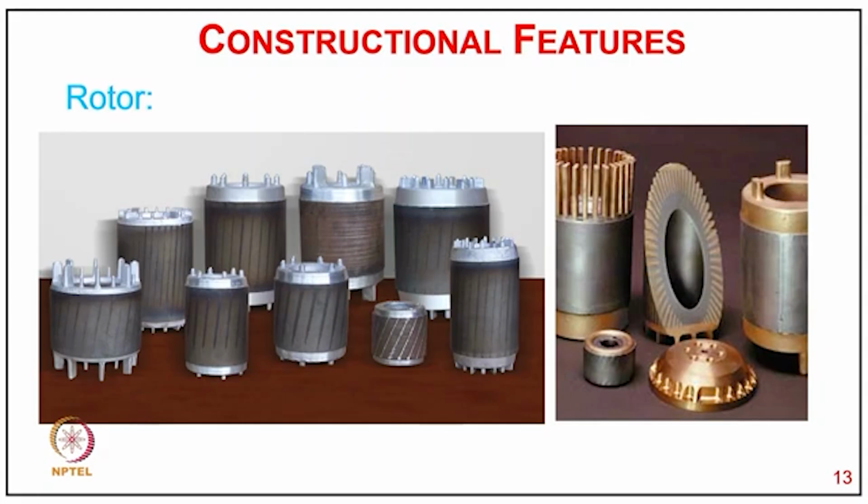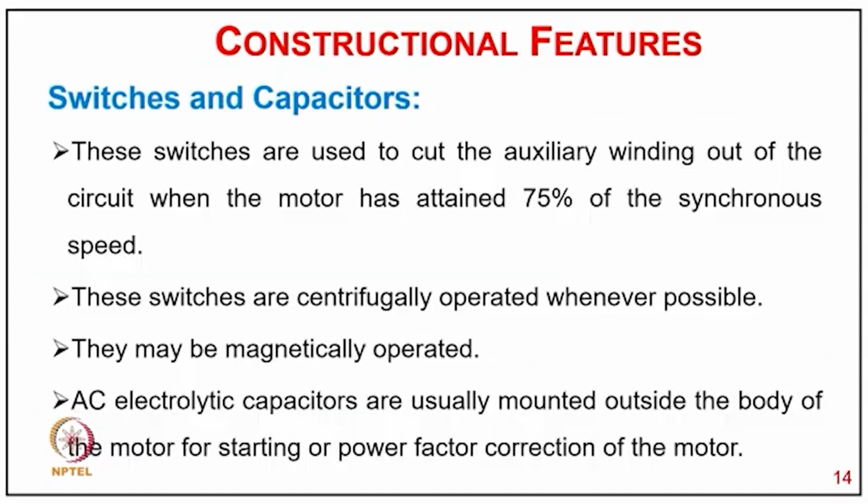You can clearly see how the skewing is there on the rotor slot, and then of course on the right side you can see the copper bar rotors, which are normally used for high efficiency motors because copper has a lower resistivity compared to aluminum.